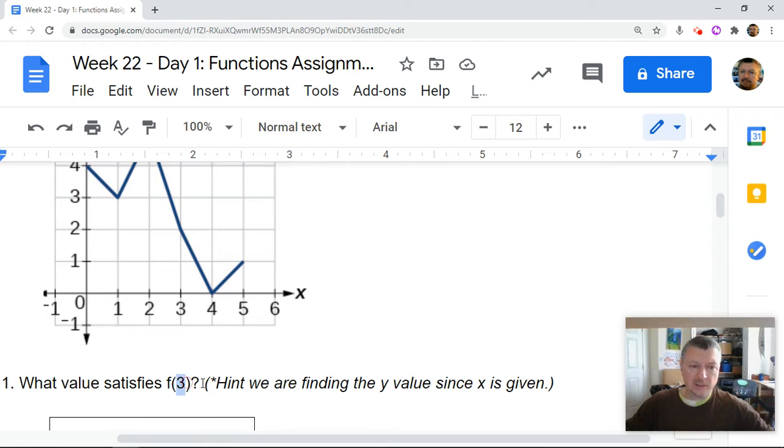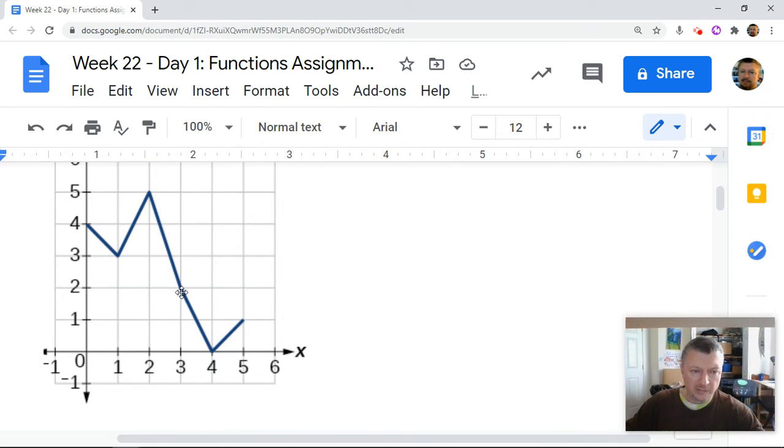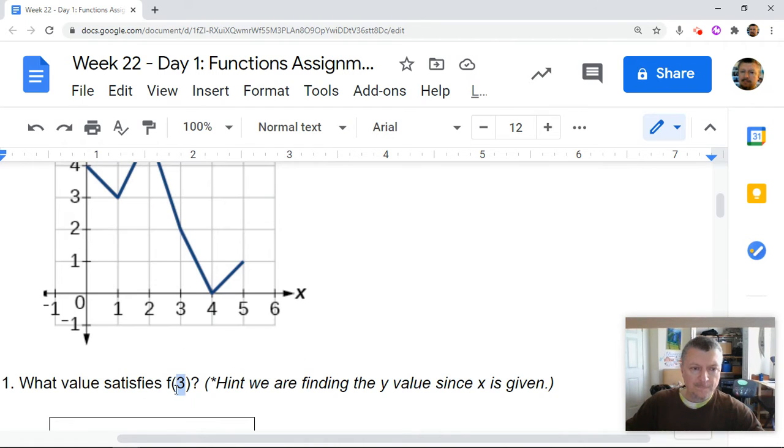So 3 is the x, right? And here's a hint. We are finding the y value since x is given. So 3 is x. And then when x is 3, going up here, how far up does it go to this line, or right here, this graph? So that's the point. Looks like the height is about 2. So again, f of 3. That means x is 3, so you go over 3. And then you go up or down to figure out where the graph is, and it's up here. So it's up 2. So that answers 2.